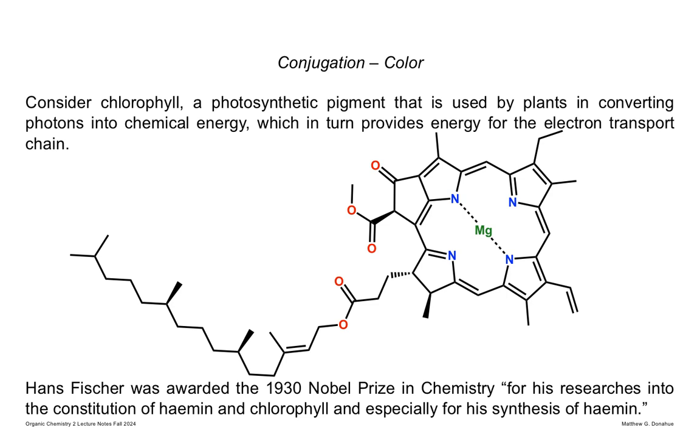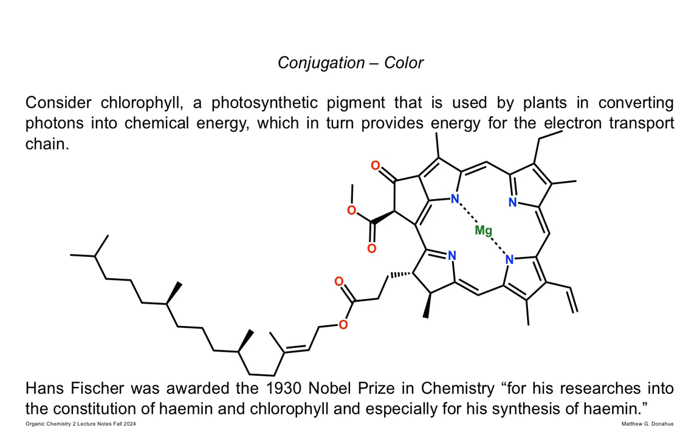One of the products of metabolism is oxygen, for plants. When you breathe out, you're primarily breathing out carbon dioxide, and that's from glucose being metabolized. So it's good to have plants around. They produce oxygen that we can breathe in. In 1930, Fischer won a Nobel Prize for his researches into the constitution of haemin, chlorophyll, and the synthesis of haemin.